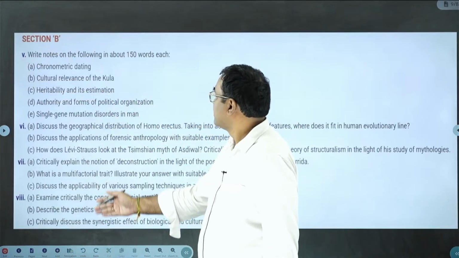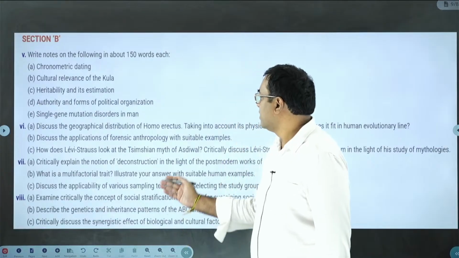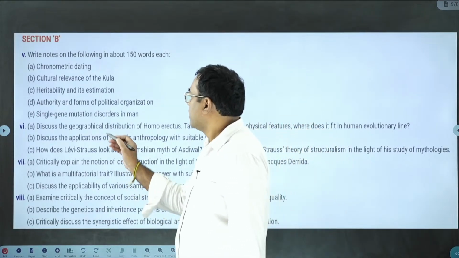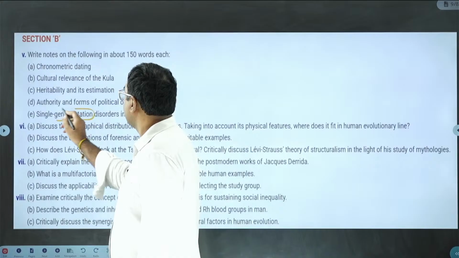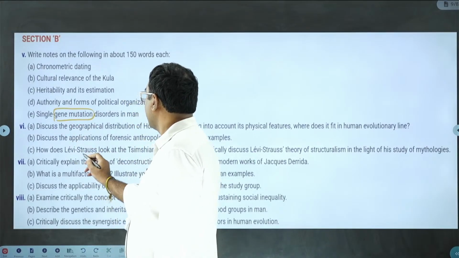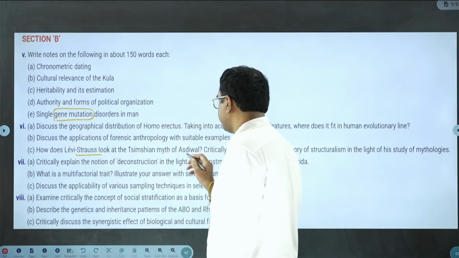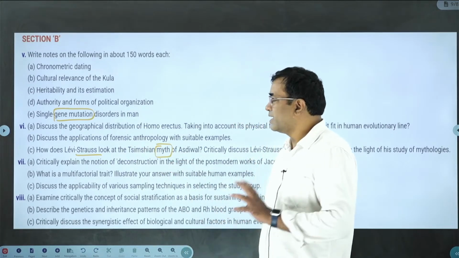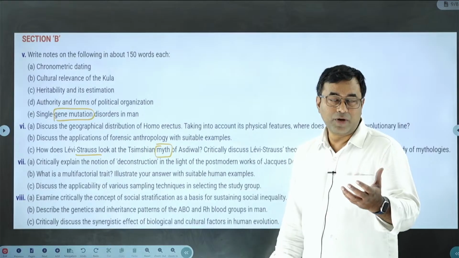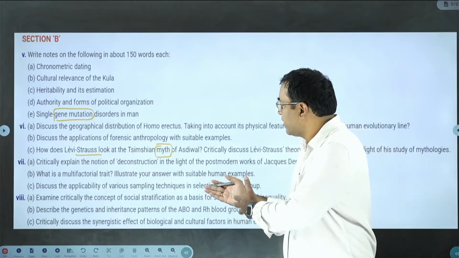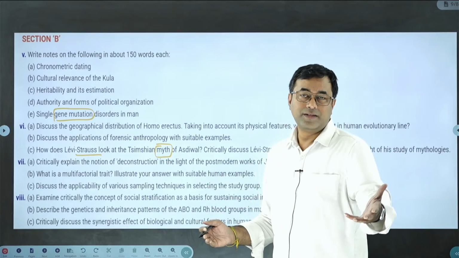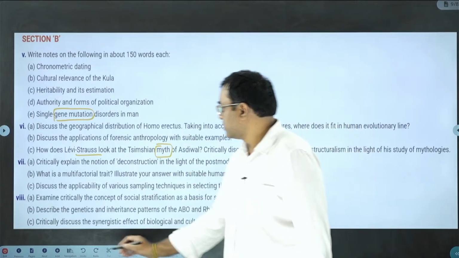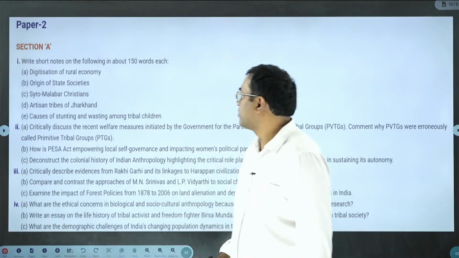So these are section B related questions. Even in the section B questions you can see gene mutation, and at the same time Levi-Strauss on myth. These are some of the keywords. Based on that keyword you can understand the question in a much better way and accordingly answer it. So these are some of the questions related to paper 1 in anthropology.